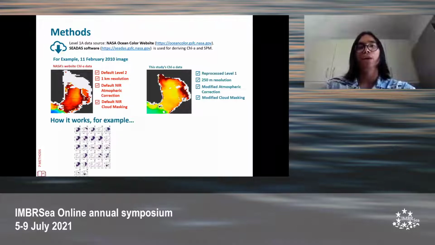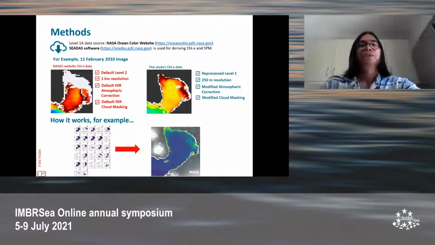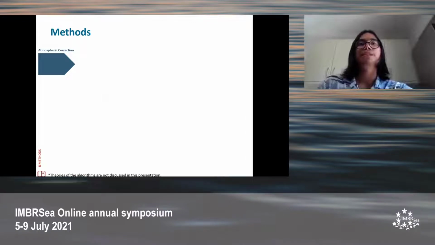How does the data processing work? Basically, we have level 2 daily images. For example, in the month of March, these are daily images, and you can pool them statistically to produce monthly images. To be more specific, the following workflow was followed. But in this presentation, we will not be discussing the theories in detail, but we will only run through the process.